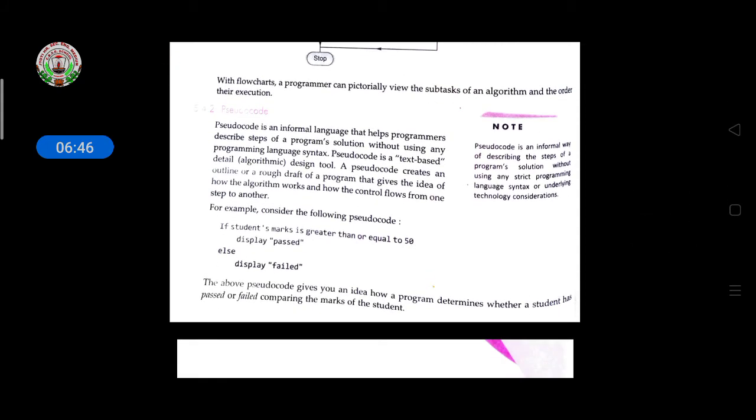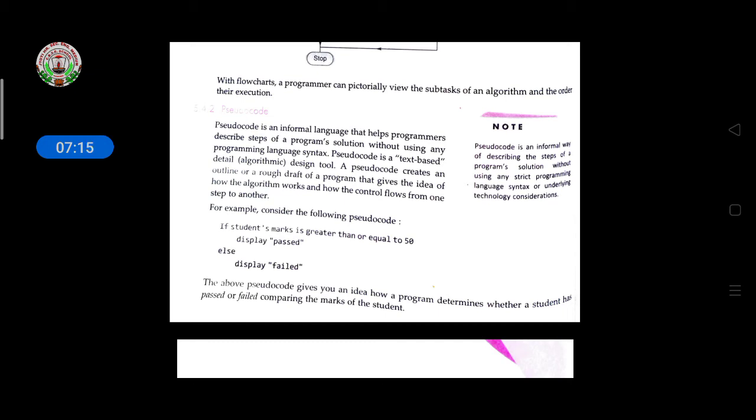Pseudocode is an informal language that helps programmers describe the steps of a program solution without using any programming language syntax. So pseudocode is a text-based detailed algorithm tool. A pseudocode creates an outline or a rough draft of a program that gives the idea of how the algorithm works and how the control flows from one step to another.